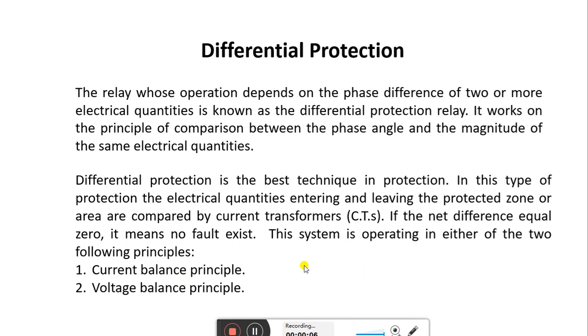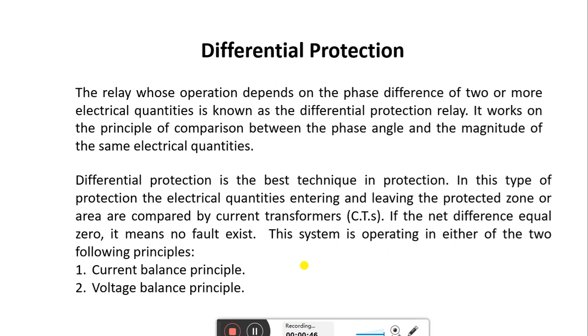So dear students, today in this class we will discuss the differential protection. Actually, this topic I should have discussed before, because we are now discussing the static relays, and in the static relays there is a static differential protection scheme. Unless we study the differential protection, we cannot understand the static differential protection. That's why in this class today, first we will discuss the differential protection.